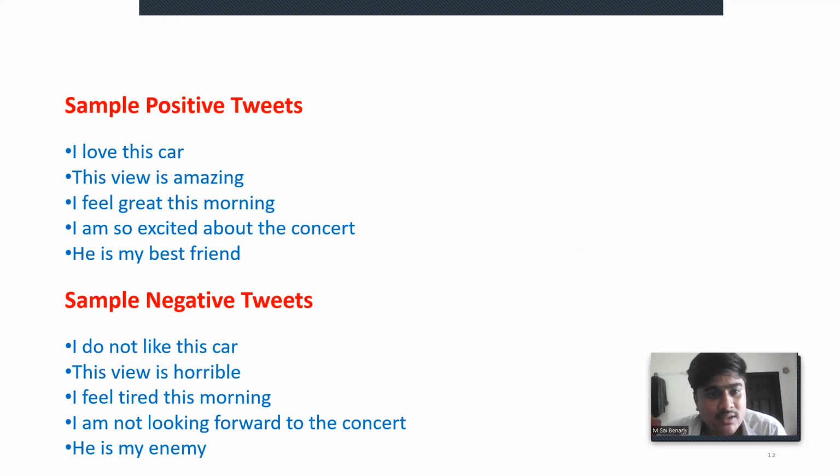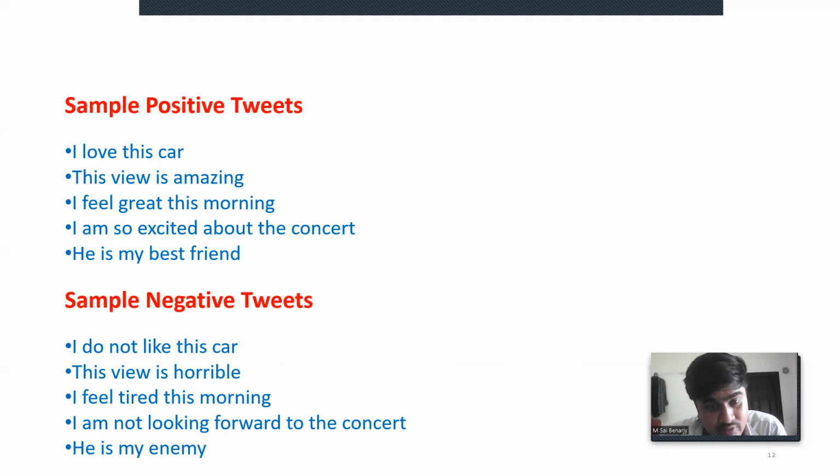Sentiment analysis sample positive tweets: I love this car. This view is amazing. I feel great this morning. I'm so excited about the concert. This is my best friend. Sample negative tweets: I don't like this car.